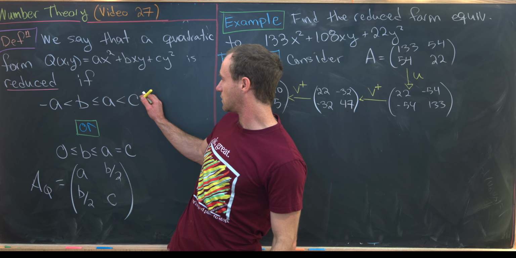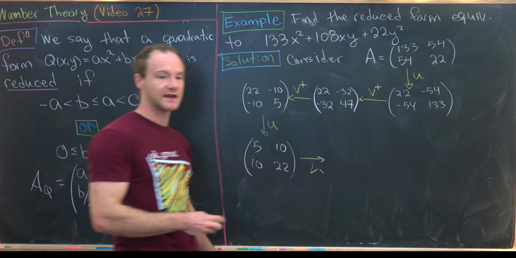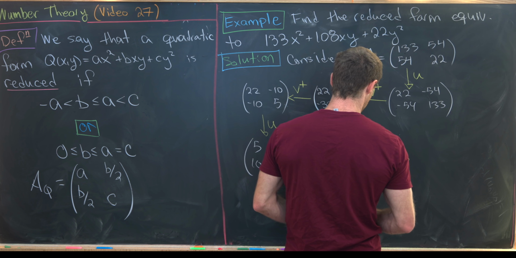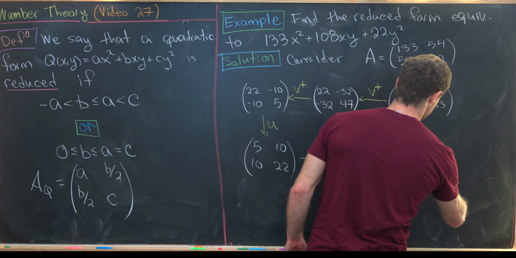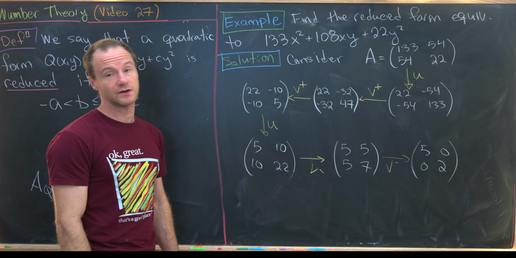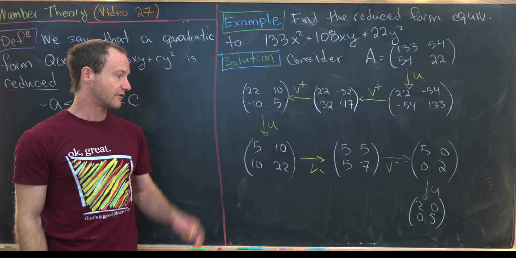So that means we need to apply a V minus to make our B component smaller. So applying one V minus will give us 5, 5, 5, 7. And then applying another V minus will give us 5, 0, 0, 2. So that's diagonal, which is nice. But now if we've got B values of 0, we're definitely satisfied over here. So that's good. But our A and C are out of order. So we'll apply a U and we'll get 2, 0, 0, 5. And now everything is sorted out.